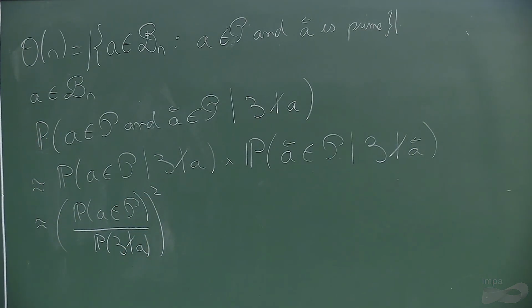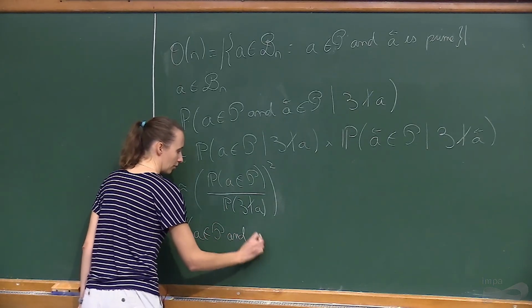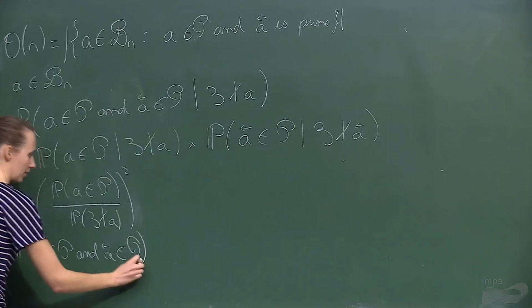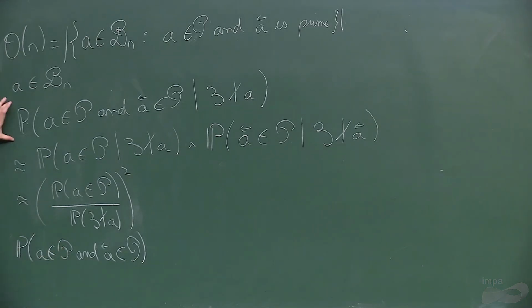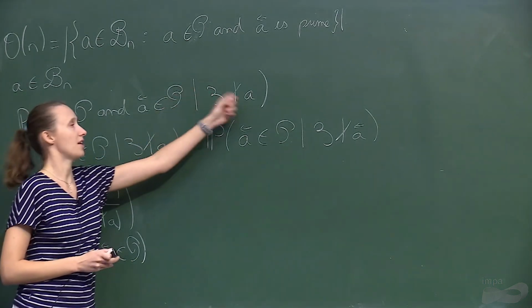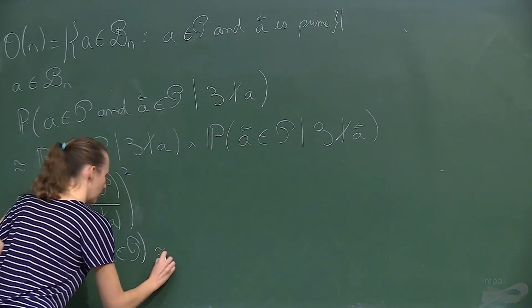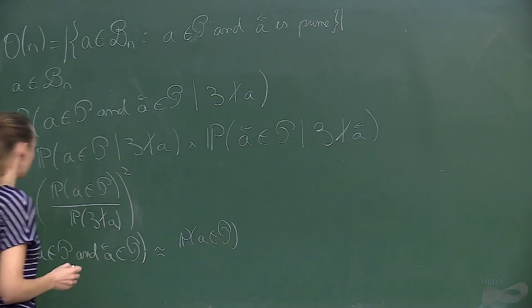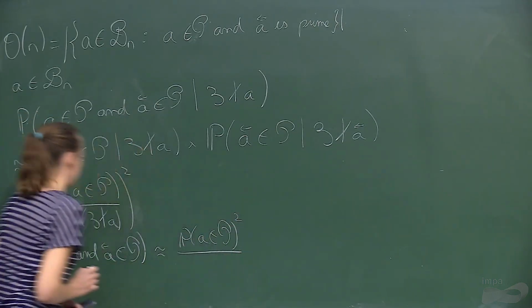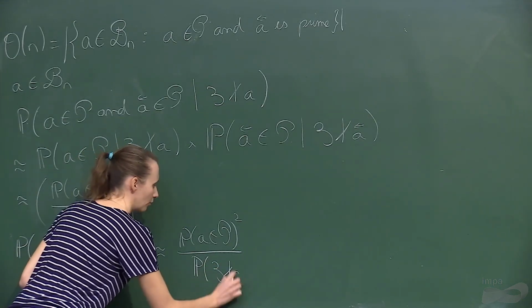Okay, so now the probability we are interested in is the probability that A is prime and the reverse of A is prime. So this is this probability times the probability that A is not divisible by 3. So we get the probability that A is prime squared divided by the probability that A is not divisible by 3.